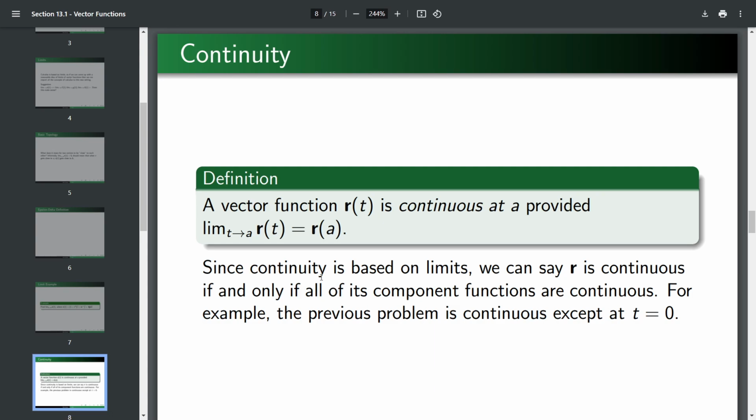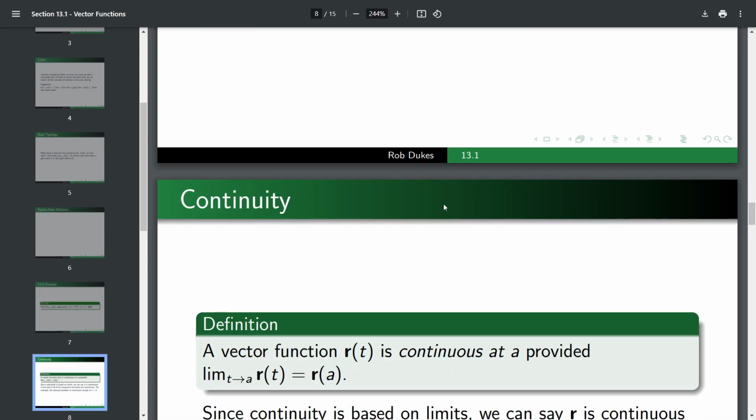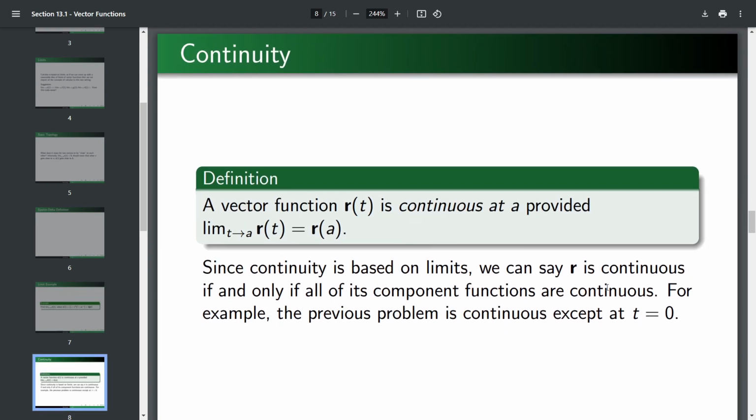So we've seen that limits can be split component-wise, so that means continuity can also be split component-wise. If the components are continuous, then the overall function is continuous. So like this example here, since plugging in 0 doesn't work here, this function is not defined at 0, so it wouldn't be continuous there. But these functions are continuous everywhere else besides 0, so the function bold r would be continuous everywhere except 0.